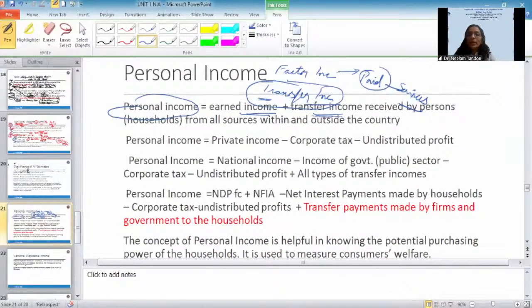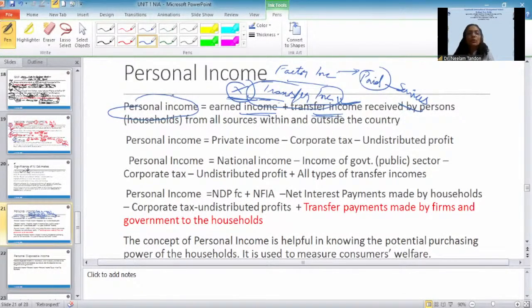But when we calculate national income, we do not take transfer income into consideration. So please do remember, when we are talking about national income, this transfer income is not included. But when we talk about personal income, this transfer income is included, because this adds on value, it adds on money in your hand, isn't it? So that is why transfer income is included.